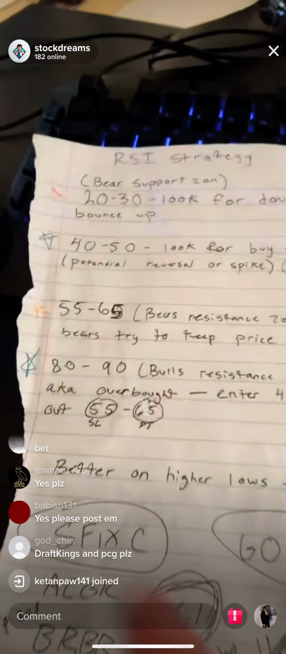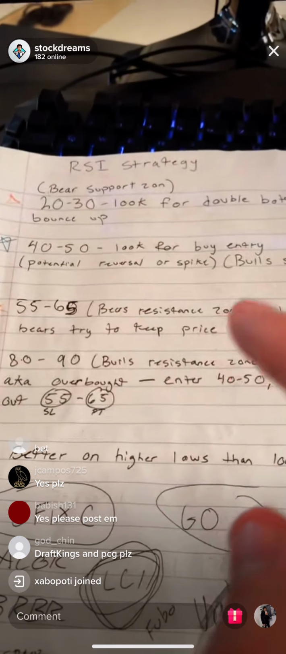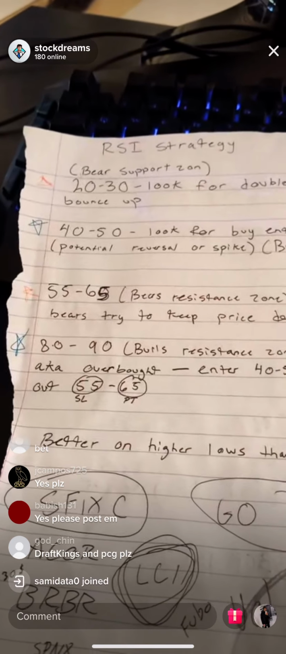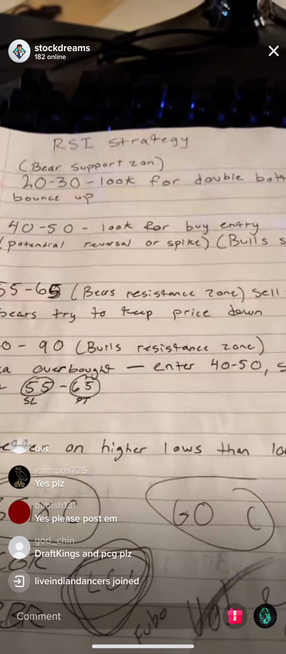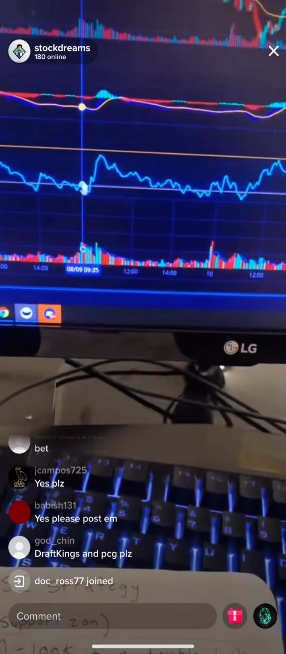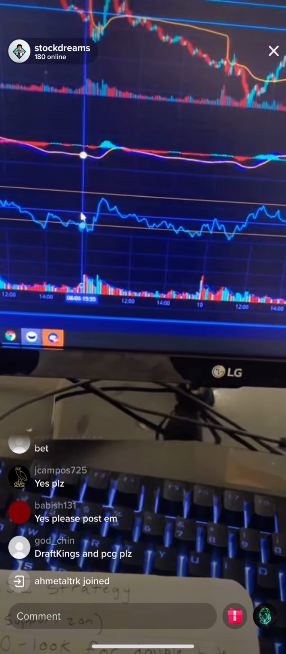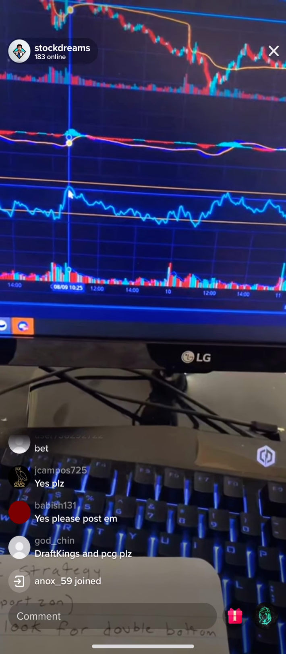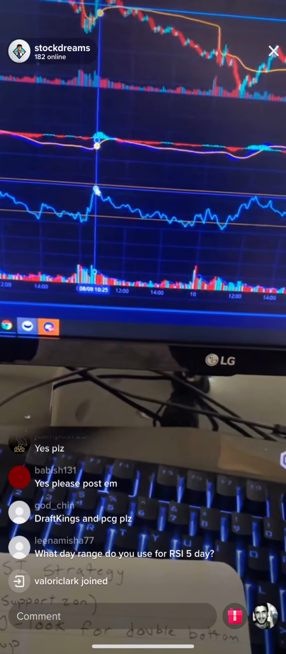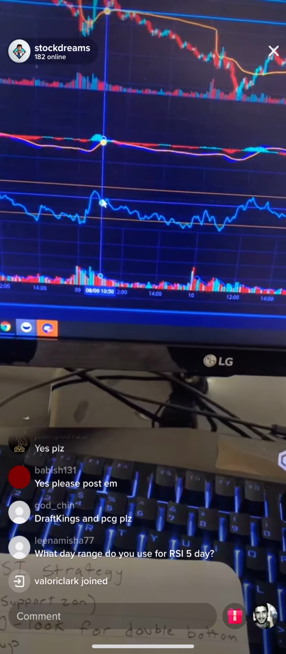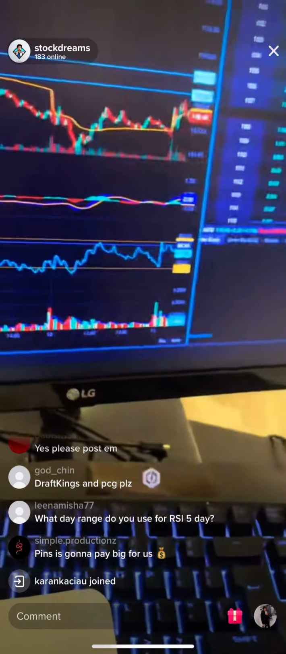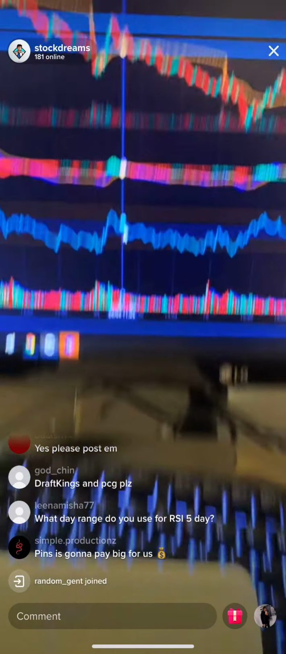And now also you can keep this in mind. 55 to 65 is the bear's resistance zone. So bears, if we can't beat the 55 to 65 RSI, we're going to look to drop back down. Where can we see that? Look. If we buy at 40 to 50 RSI right here, this is 50. We can ride it all the way up to 55 to 65. And if we can't break above that, we're going to start selling off. So take your profits here. See how I said 55 to 65? We reach 55 to 65 right here, and we start selling off.